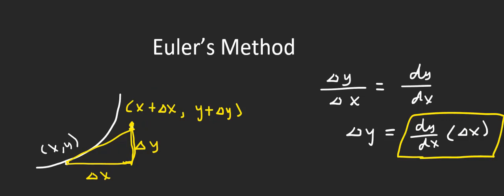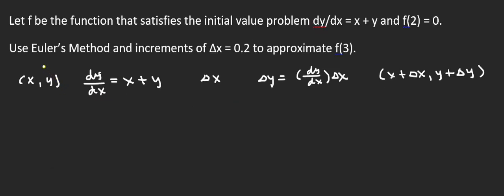And we could keep going using the same process and eventually approximate the value of y of the original curve without knowing the equation of the original curve. And this is the power of Euler's method. And we're going to look at some examples. So let's take a look at an example. Let f be the function that satisfies the initial value problem dy over dx equals x plus y, and f of 2 equals 0. Use Euler's method and increments of delta x equals 0.2 to approximate f of 3.